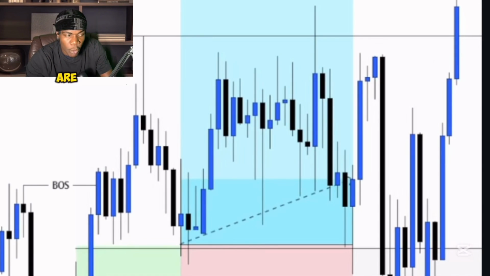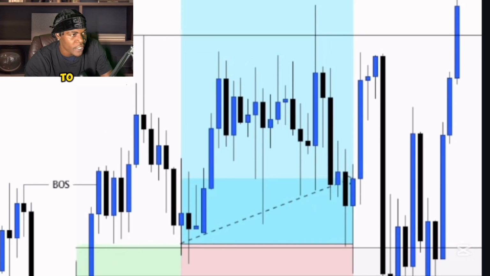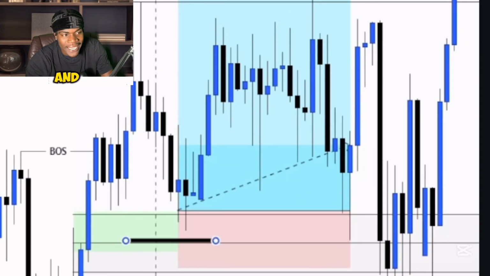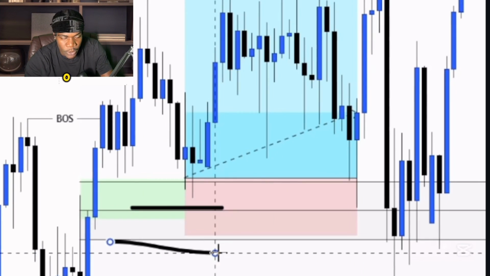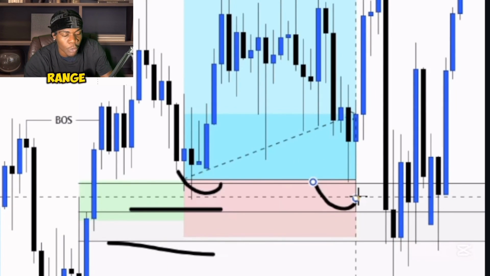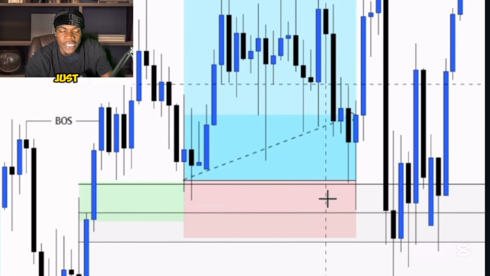A lot of people are not aware of the OTE, our optimal trade entry. If you grab your Fibonacci from the range low all the way to this range high right here, you see our golden zone is the 0.705 and the 0.79 OTE. You see right above this zone, this right here was just internal range liquidity. So all the traders that got inside of this fair value gap were just used for liquidity.